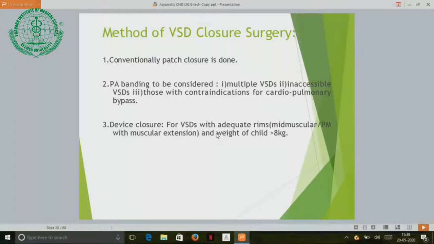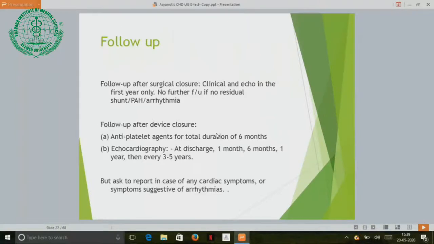What is PA banding? PA banding is nothing but a ring which is applied outside of the pulmonary artery to limit the pulmonary blood flow. So this is a palliative measure. This is not a definitive surgery, but in cases of large multiple VSDs, or VSDs which are inaccessible for closure, or there are contraindications for cardiopulmonary bypass, we have to band the pulmonary artery, and later on if the situation is favorable, then we close such VSDs.